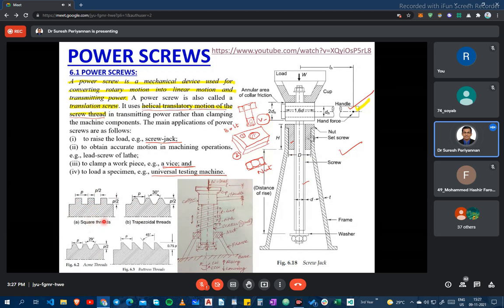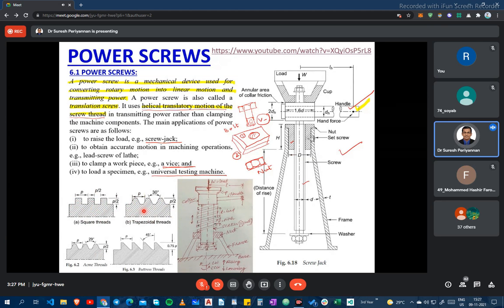Now come to the trapezoidal threads. Trapezoidal threads are manufactured with the help of a thread milling machine, not with the lathe machine. We can use multiple cutting tools for making this thread arrangement. Hence, the cost of manufacturing is less for the trapezoidal thread.